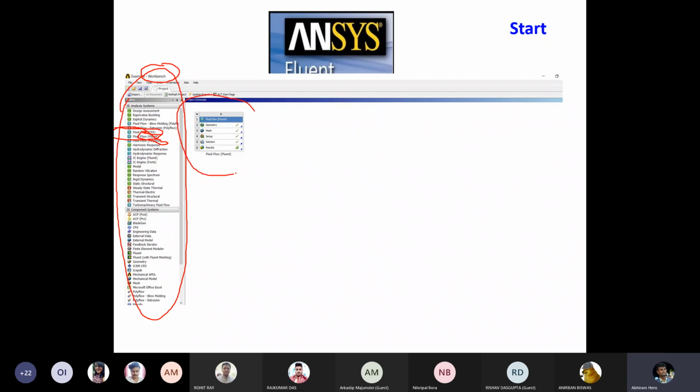Okay, so this window will be visible to you. Now look carefully at what is there. First there is geometry, then there is mesh, then setup, then solution, then results. So these are the steps. If you recall, in the first class I told you the steps of CFD: first you need to specify the geometry, as in that example problem I was showing, a rod or a fin. That geometry you need to draw. That is the geometry construction part.